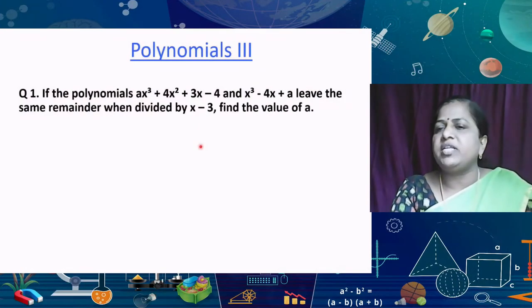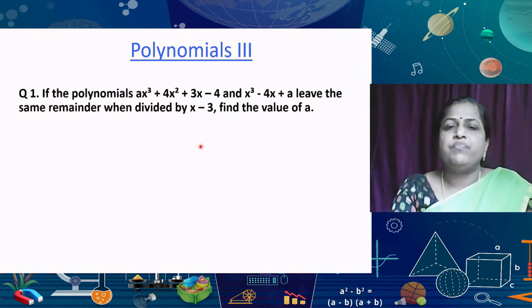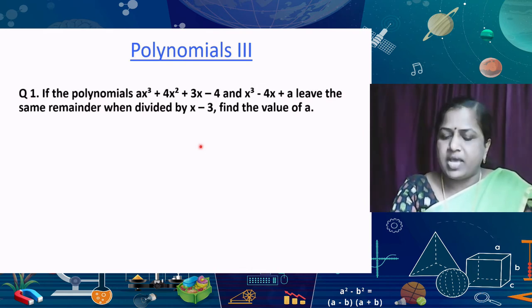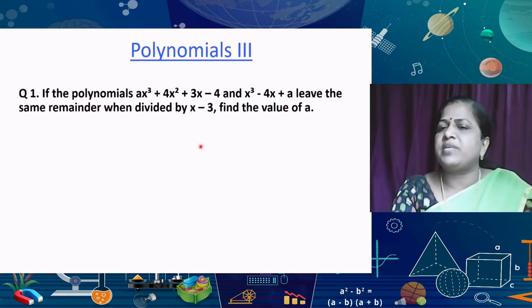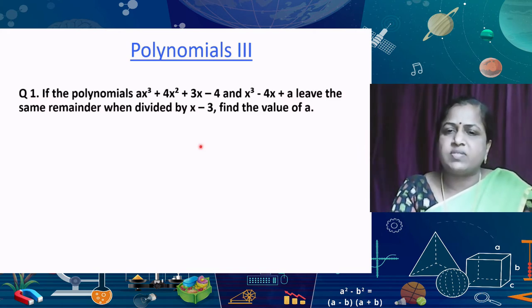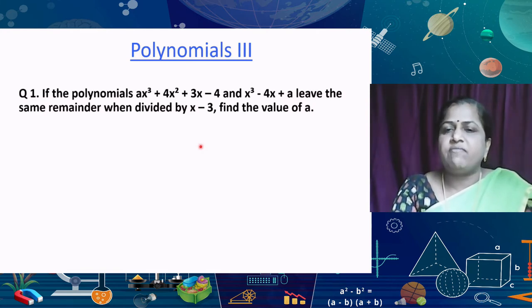Last session, I explained many types of questions. Now, here is the question. If the polynomials ax cube plus 4x square plus 3x minus 4 and x cube minus 4x plus a leave the same remainder when divided by x minus 3, find the value of a. Here in this question, we are given two cubic polynomials, and we are dividing them by a linear polynomial x minus 3. Both leave the same remainder.